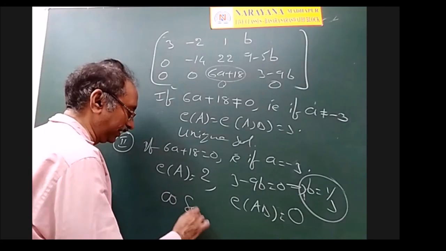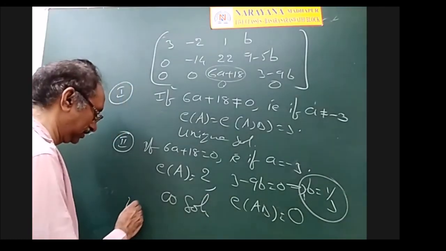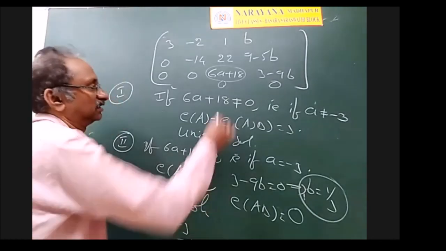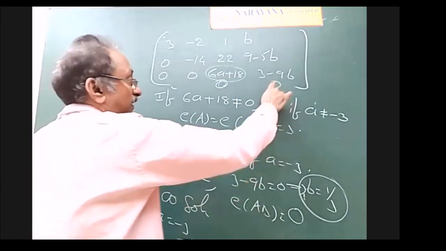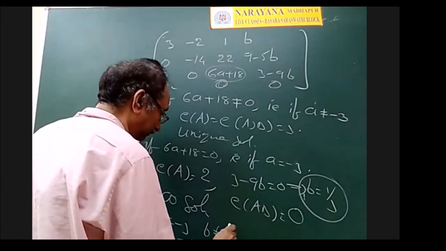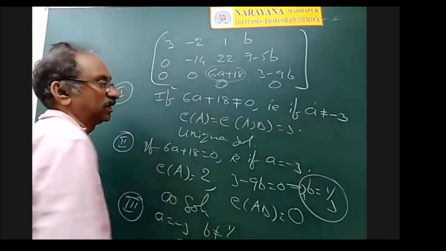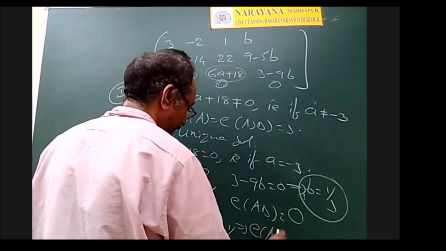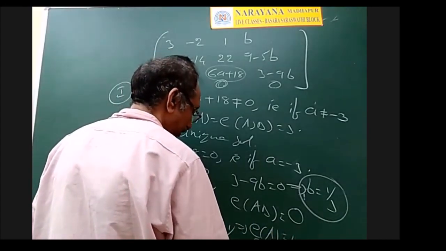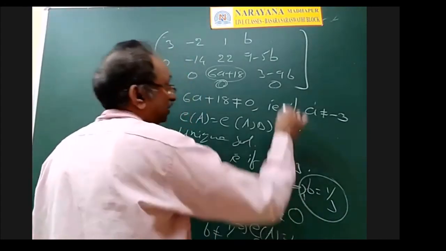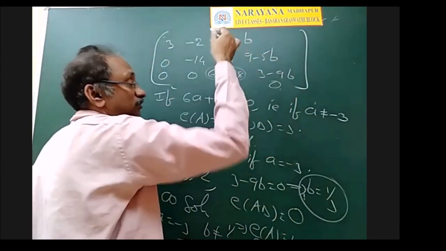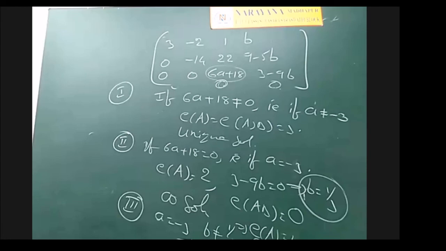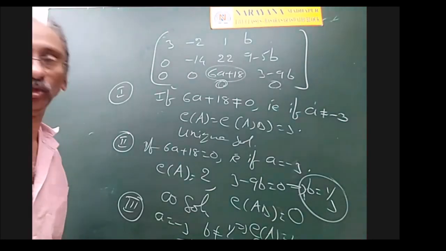Therefore, infinitely many solutions. And finally, A is equal to minus 3, that means this becomes 0, but B not equal to 1 by 3. That means this is not equal to 0. So rank of A is equal to 2, but rank of AB, because it is non-zero, number of non-zero rows is 3. So rank of A not equal to rank of AB, hence no solution.